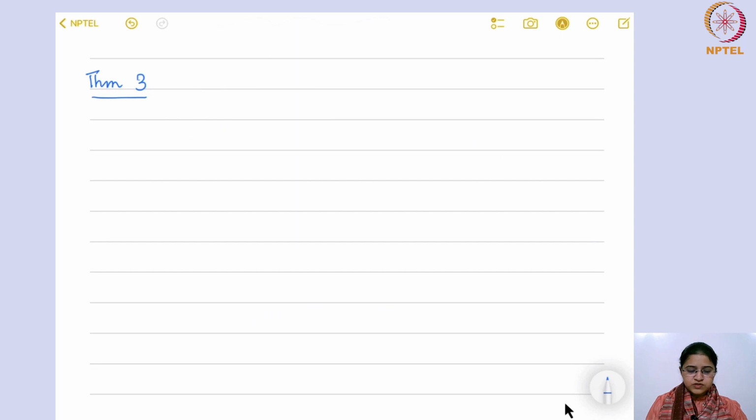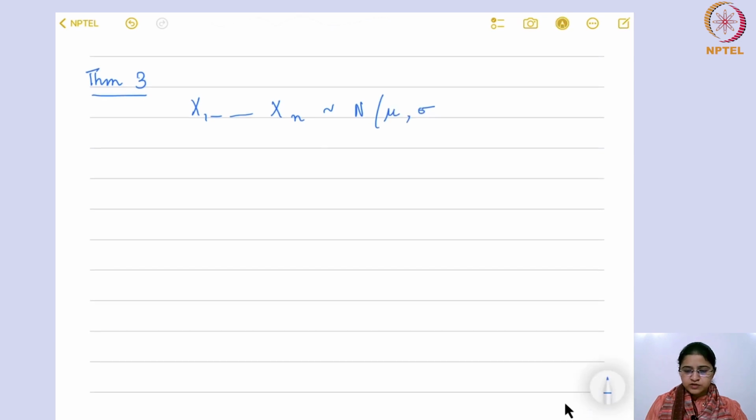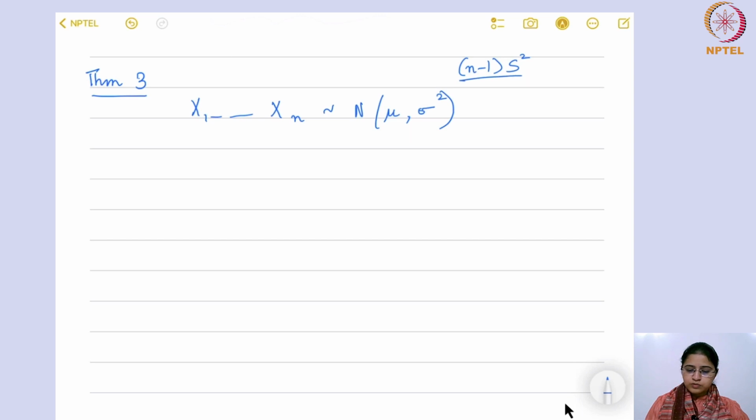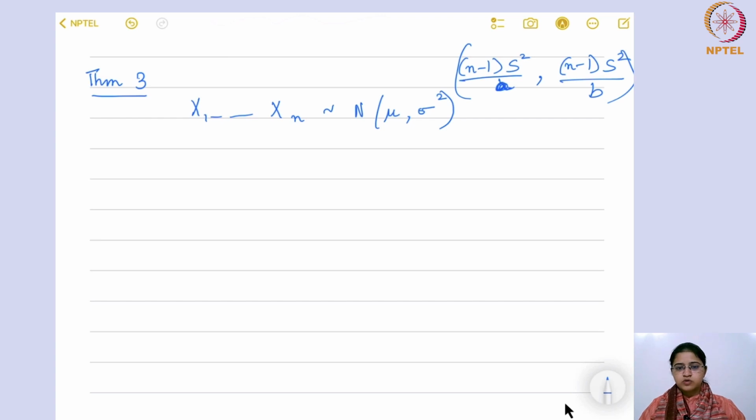So our third theorem says that if you have a random sample coming from normal with mean mu and variance sigma square, then the confidence interval would be n-1 times s square over b, n-1 s square over a, and it will go up to n-1 s square over b. So this is what we have to prove.